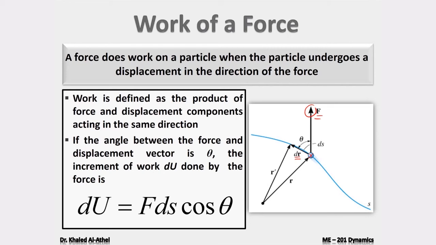and this force F has two components. One of them is cosine of the angle theta, that will give me this component. Then that component of the force will give me work. That's why we have dU equals F cosine theta multiplied by ds. Basically, ds is the scalar quantity of dr, as you can see in this figure.